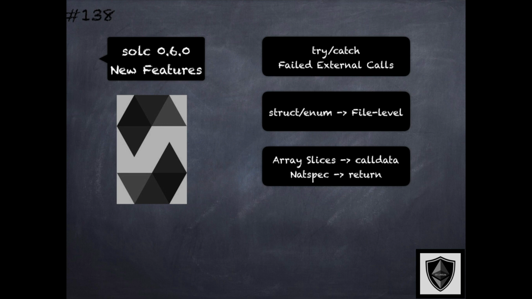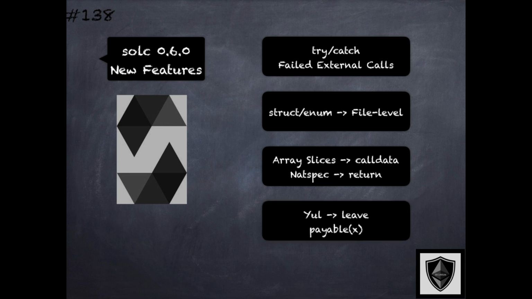Array slices can be used for call data arrays. NatSpec, as of this version, supports multiple return parameters for developer documentation. It enforces the same naming checks as the parent tag. Yul, the inline assembly language, introduced a new statement called leave to help exit the current function.